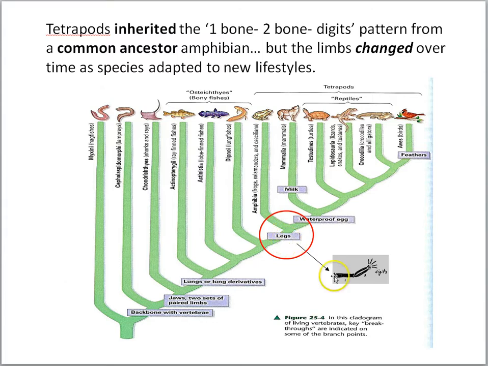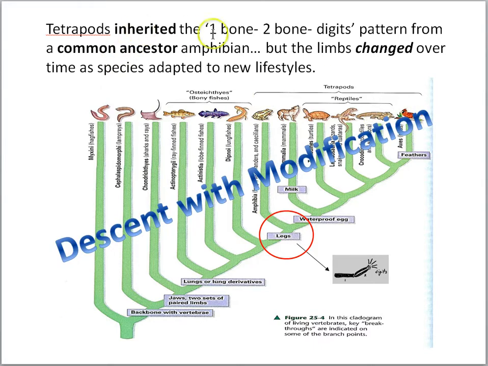So the one bone, two bone digits pattern was found in the common ancestor and inherited by all of the current tetrapod species. So tetrapods inherited the one bone, two bone digits pattern from a common ancestor amphibian, but the limbs changed over time as species adapted to new lifestyles. And Darwin had a kind of term for this. He called it descent with modification. So the common bone structure was inherited, but it was modified by forces in nature.